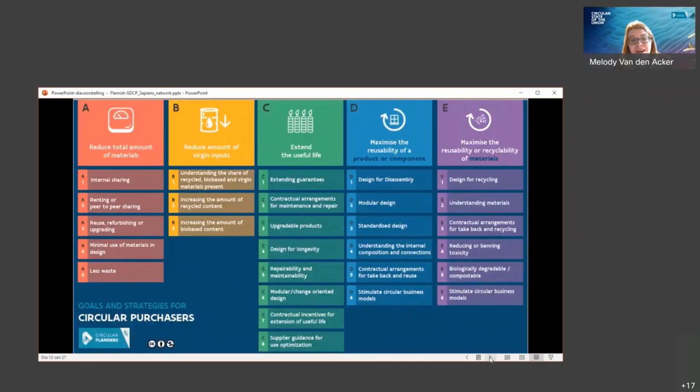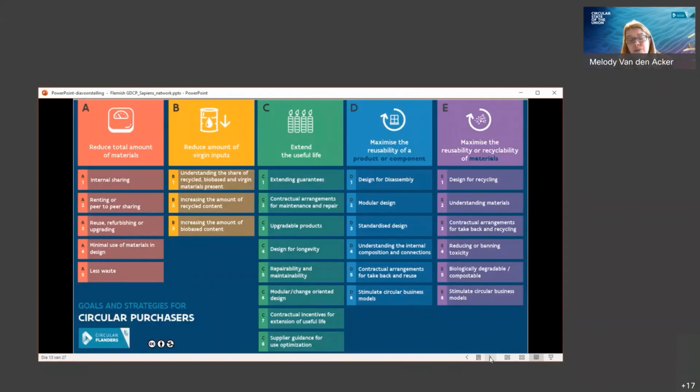Another one is our circular ambition chart. It's been translated into a lot of languages already, amongst which Swedish. So it's really nice to see that people find it quite handy and that it's put to use. The way this works is that on top you have the letters, and these are the goals you could strive for in your circularity.